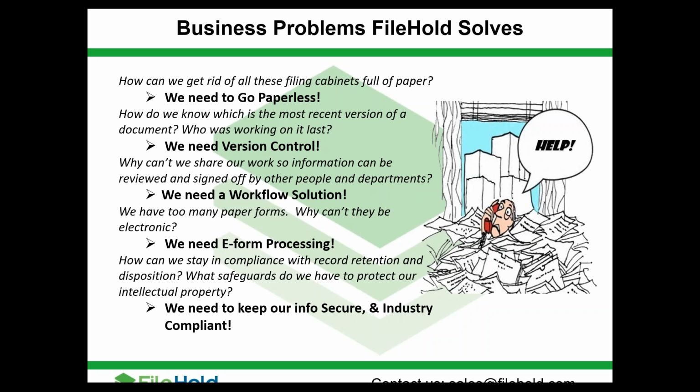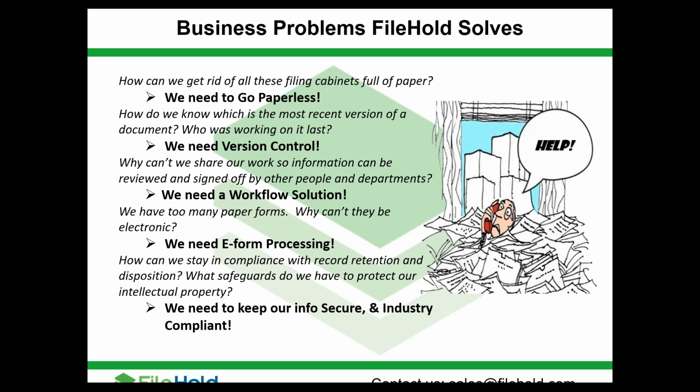On the next screen, here are some common problems that we hear from many businesses that aren't using a document management software system like FileHold. Things like, how can we get rid of all these filing cabinets full of paper? We need to go paperless. Or how do we know which is the most recent version of a document? Who was working on it last? We need version control. Or why can't we share our work so information can be reviewed and signed off by other people and departments? We need a workflow solution.